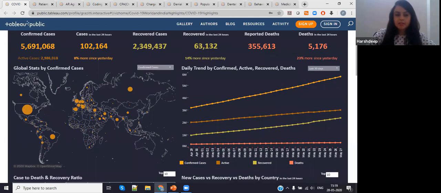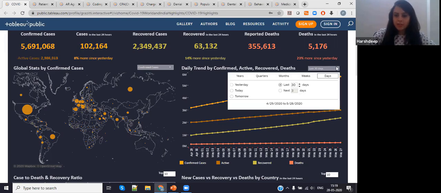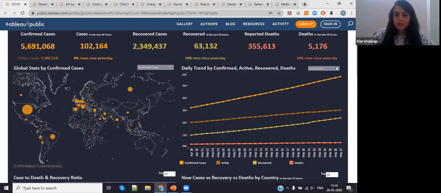In addition to this, you can better understand which countries are worst affected with the world map. As you can see, the US is the worst hit till date. The chart to the right shows data from the last 30 days with regard to the daily trend of confirmed cases, active cases, recovered cases, and deaths. You can filter this data by year, quarter, month, week, or day as per your requirement.